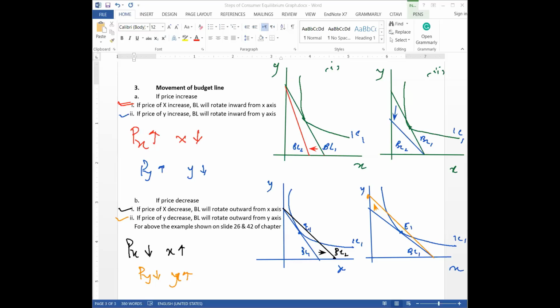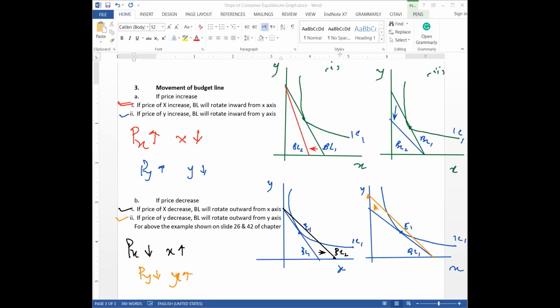So that is the price decrease case and the price increase case. Hopefully you understood this up till this point. If you have any queries, you can write in the chat, and I will try to answer them while I'm discussing it, or I will add it up in the next session. So please write the questions in the chat if you have any.